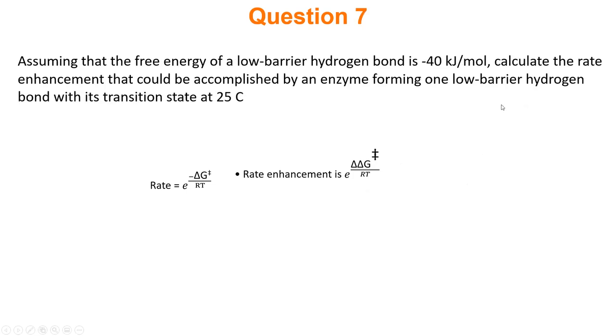So I'm going to let you do this question then. Assume that you make a hydrogen bond, that a hydrogen bond lowers free energy by minus 40 kilojoules per mole. I want to know how much faster a reaction will go. What is the rate enhancement of a reaction if you form one hydrogen bond?